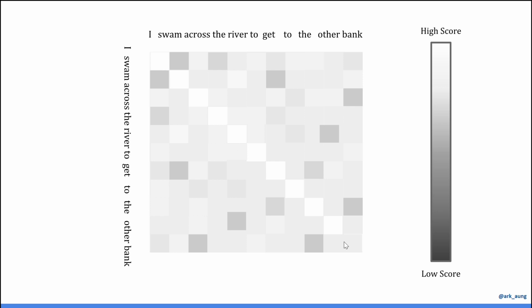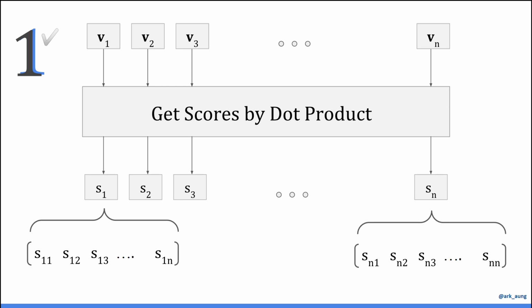I made a mistake here. Actually, this box should be white. So let's see for the word swam, which is the second row. The word swam is supposed to have pretty high score when it is compared to the word river, and when it is also compared to the word bank somehow. So by looking at this graphically, you can have an idea of which words are closer to another. And of course, this half is a reflection of this other half. So this is the first step. Check. Get scores by dot product.